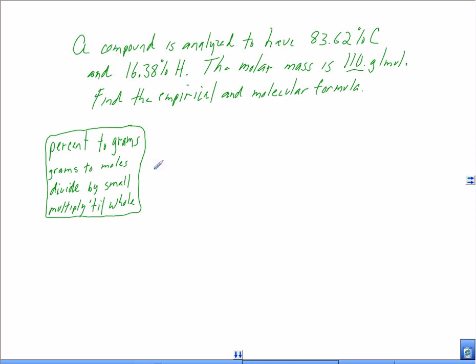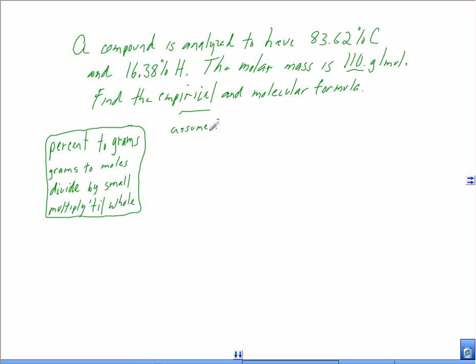The empirical formula is going to come first, and I have mentioned before the use of this rhyme helps to remember the steps that we do to find empirical formula. So let's do that first. Alright, percent to grams. Well, that's the easiest part of the conversion because I'm always going to assume that I have a 100-gram sample.